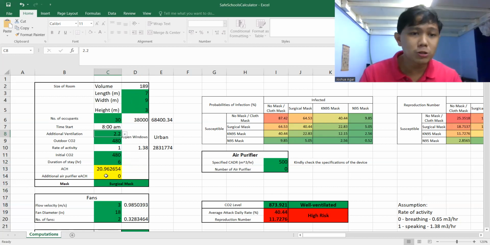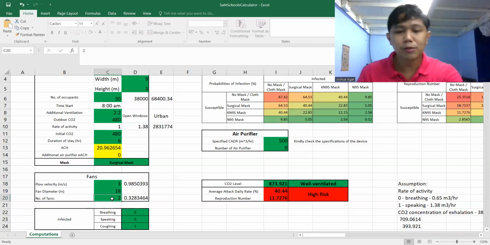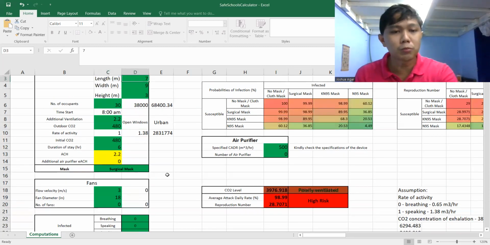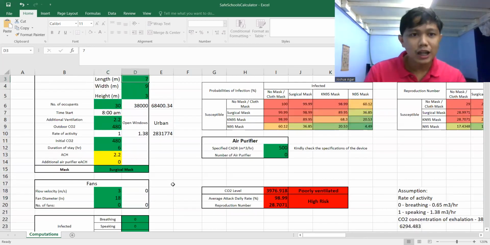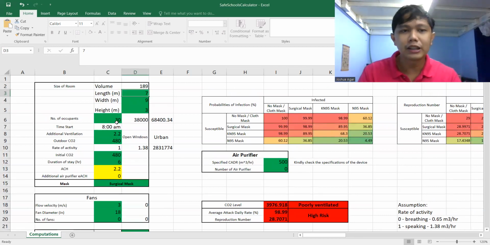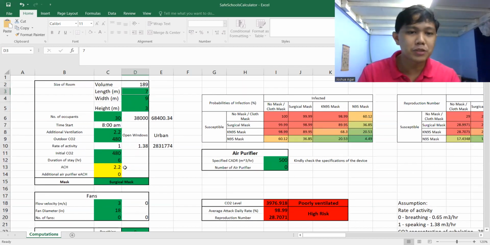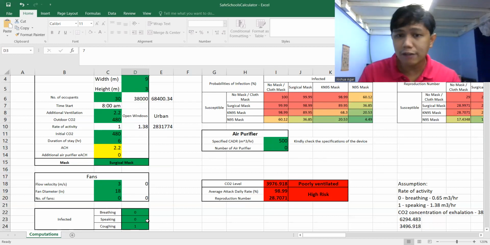in dispersing the CO2 levels. And for example, we don't put any fans yet. So with that given scenario, 30 students over a duration of 6 hours, if there's one coughing case, almost all of the students are infected. So 28 approaching 29. So that will be your reproduction number.